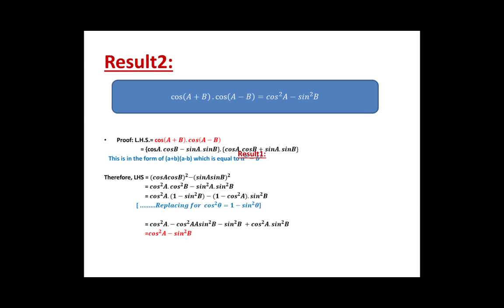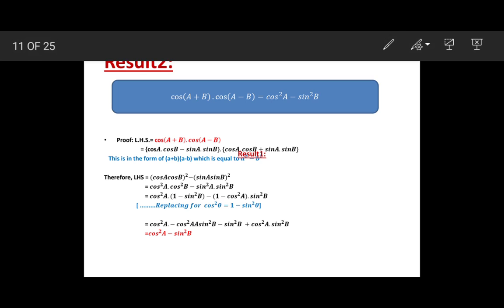Second result is cos(A+B) times cos(A−B), that is equal to cos²A minus sin²B. Okay, now let us see the proof. So proof is cos(A+B) times cos(A−B), that is equal to, apply the formula, cos(A+B) is cos A cos B minus sin A sin B, into cos(A−B). Cos(A−B) will be cos A cos B plus sin A sin B.